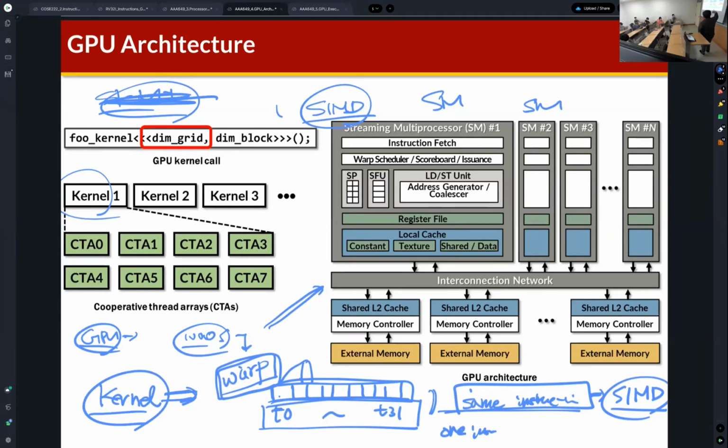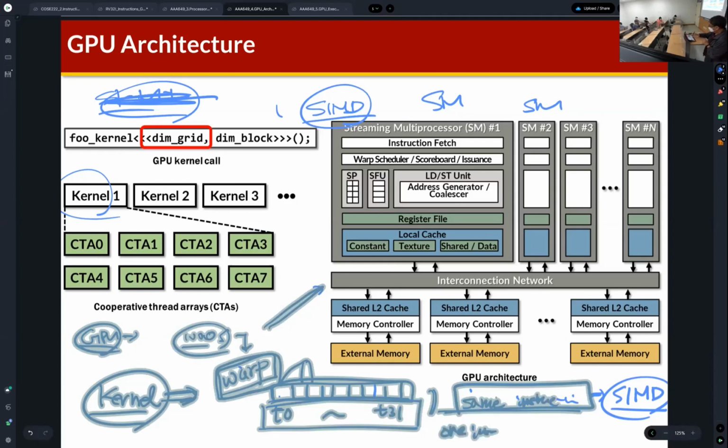There are multiple blocks inside of an SM, and the GPU schedules these warps to the execution unit. Then let's see how the kernel generates multiple threads, and how the multiple threads are assigned to multiple SMs.